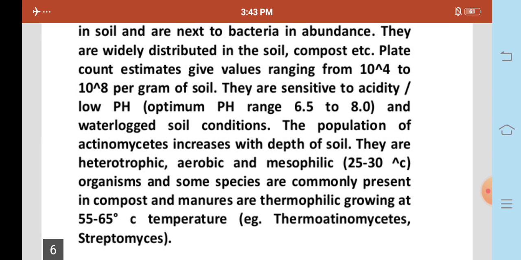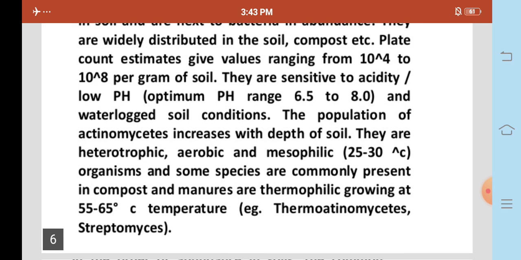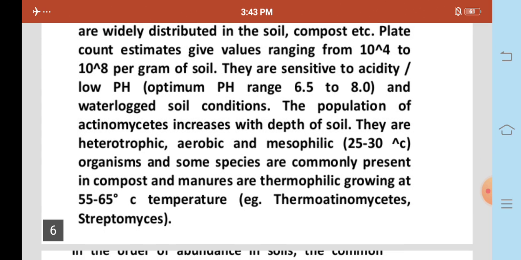They are heterotrophic, aerobic and mesophilic organisms, and some species commonly present in compost and manures are thermophilic, growing at 55 to 60 degrees centigrade temperature. Examples are Thermoactinomycetes and Streptomycetes.